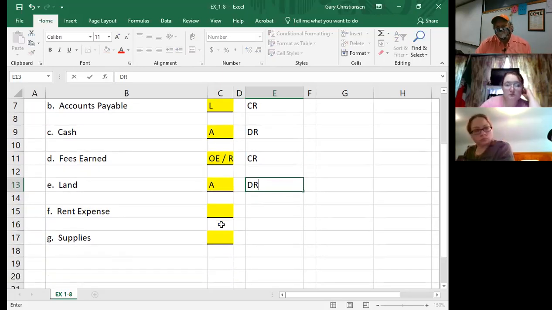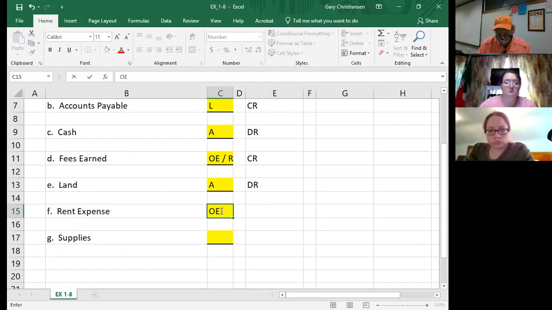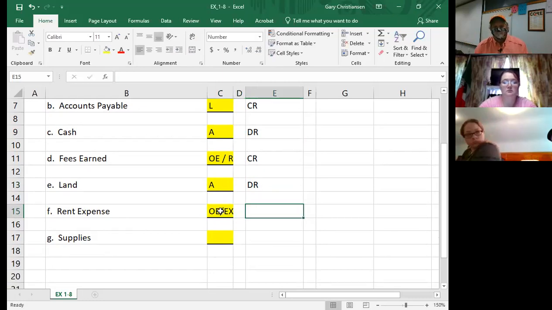Rent expense. This is another one. I really dislike the way the book did this. The book wants this associated with owner's equity, but I'm going to say owner's equity / expense. Owner's equity has a normal credit balance, but the expenses have a normal debit balance.